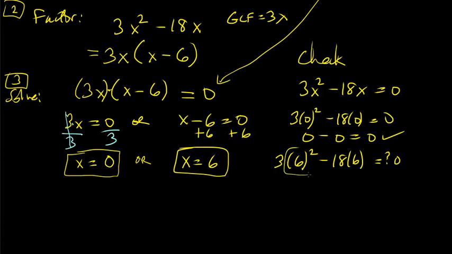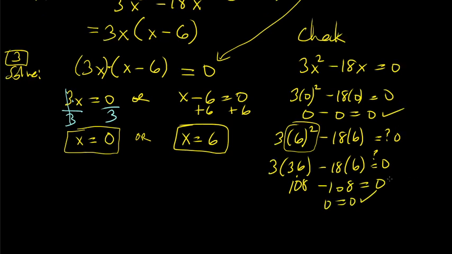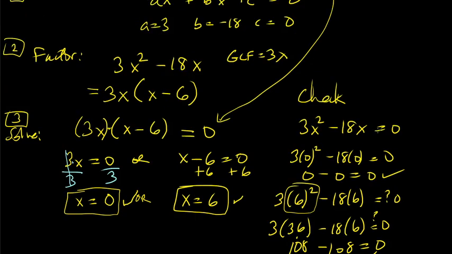Right, so be careful. 6 times 6 is 36. So 3 times 36 minus 18 times 6. And using my calculator, 3 times 36 is 108. And 18 times 6 is also 108. So 108 minus 108 is 0. 0 does equal 0. So 6 works as well. So they're both solutions.